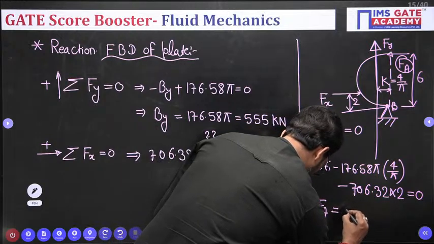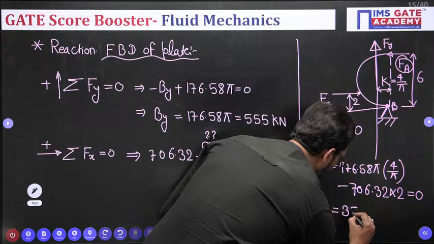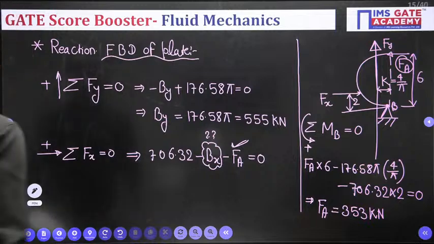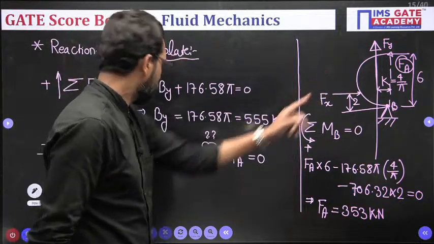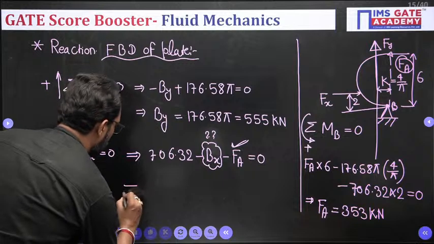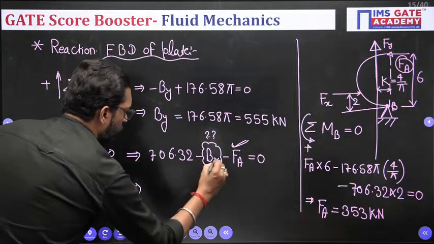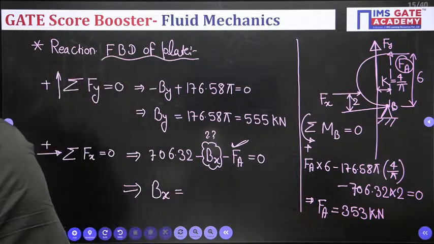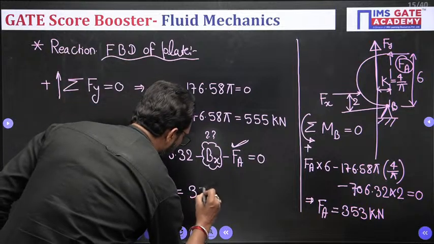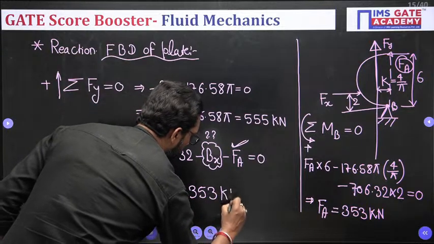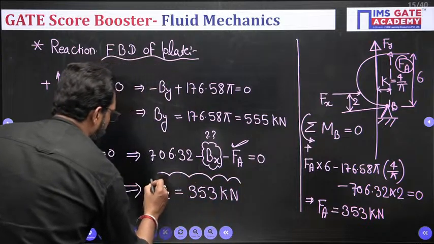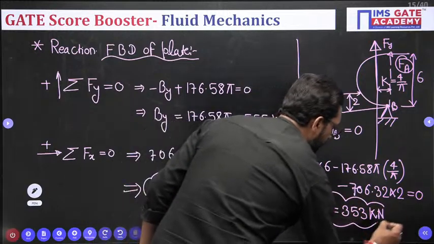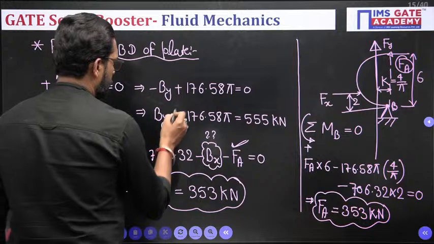So force at A is equal to 353 kilonewton. So this is your Fa. Put this value here. So from here Bx is equal to 353. Done. So this will be Bx. This is your Fa, and this is your By.